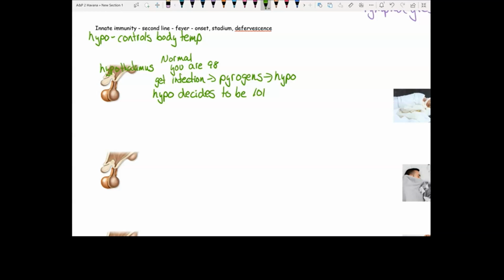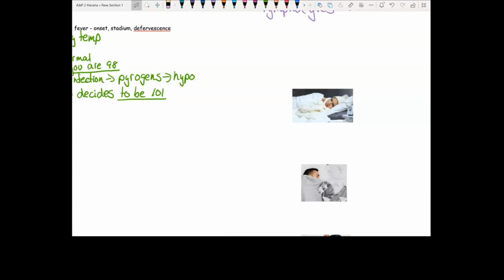Think about how you feel now. You are 98, and your brain is telling you to be 101. According to your brain, you're 3 degrees colder than what you're supposed to be. This is when you have the chills. This is the first stage, onset. This is when you know you're coming down with something. You feel cold, you shiver, you cover up with blankets.